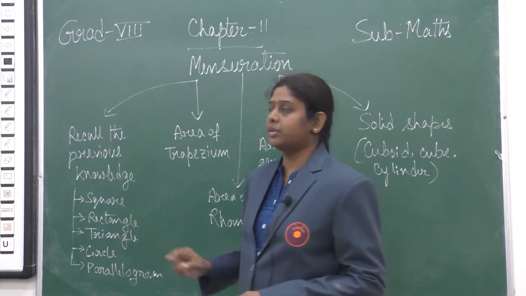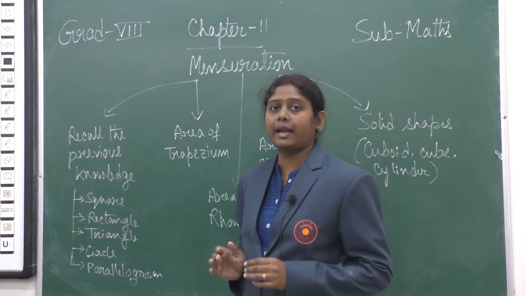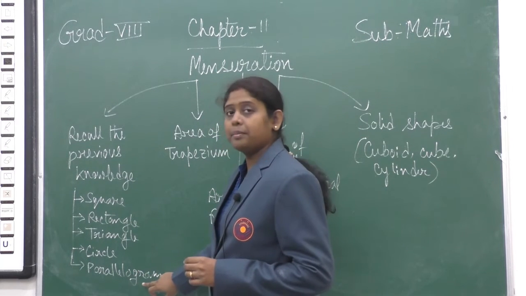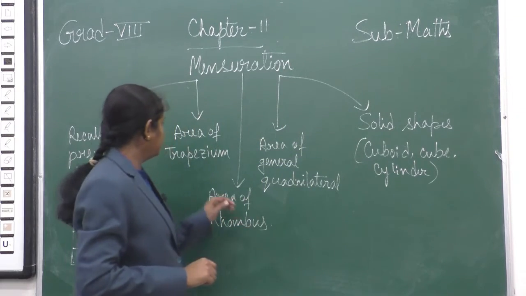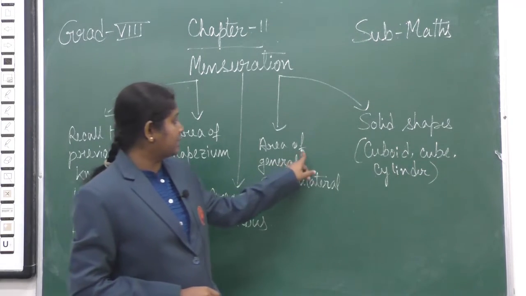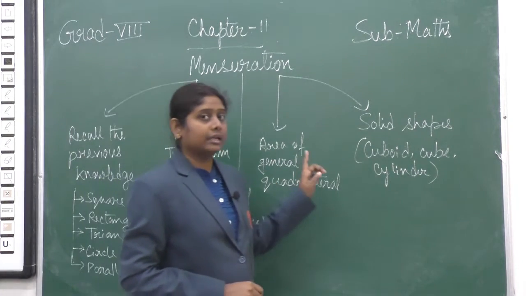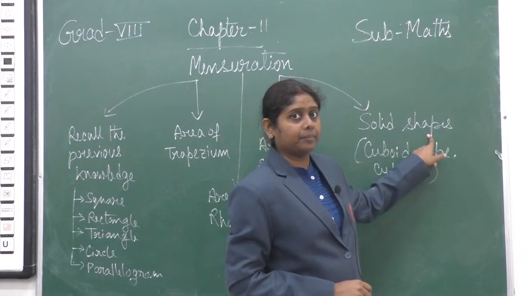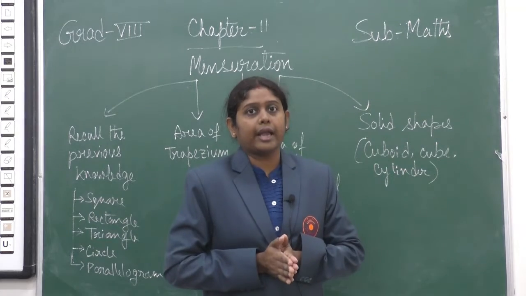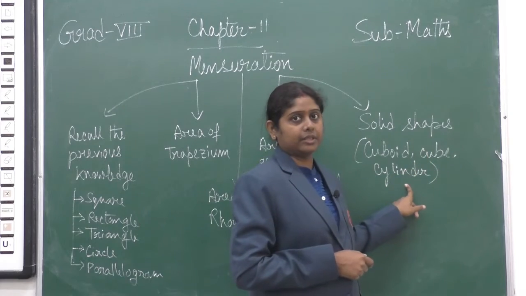In this chapter, first we recall the previous knowledge, meaning the formulas of perimeter and area of square, rectangle, triangle, circle and parallelogram. Then we have learned the area of trapezium, next the area of rhombus, next the area of a general quadrilateral. All the formulas we have derived, and last the solid shape. In this topic we have learned the surface area, lateral area and volume formulas for cuboid, cube and cylinder.